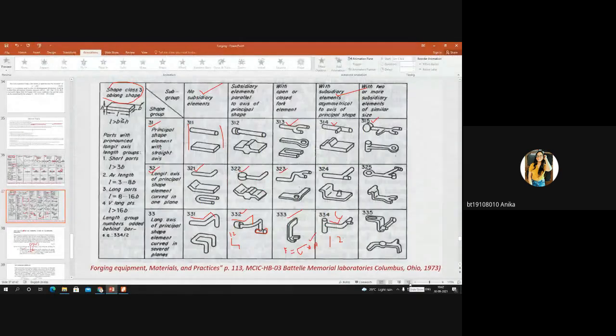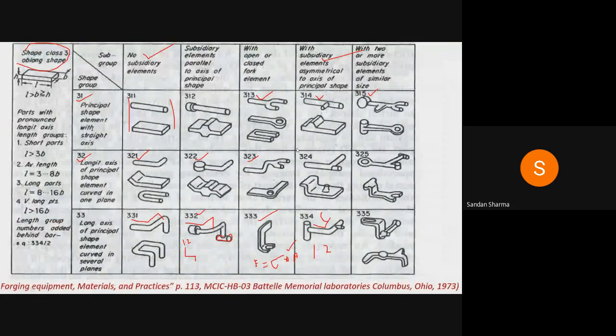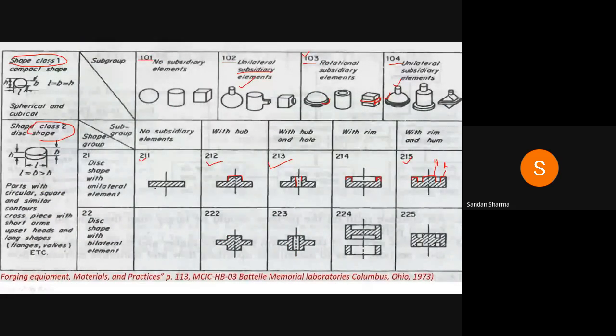So we will see here, this is the shape class we have decided: class 1, class 2, class 3, and it will be again subdivided in 101, 102, 103 according to their subsidiary element added to your simple shape.